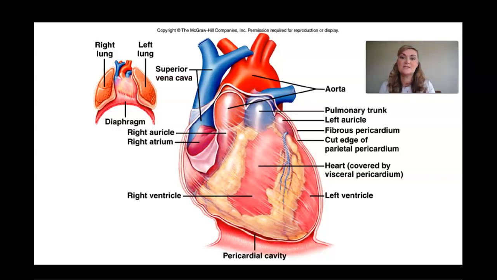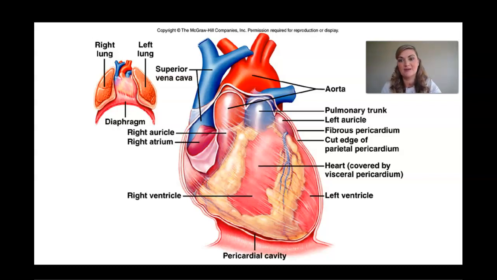Okay, so looking at this, you see the aorta coming up and out of the heart. You see the pulmonary trunk, which is coming up and out. You see the superior vena cava, which is going into the right atrium. You see the right auricle, which is the section right there below. You see the right atrium, where blood comes in from around the body or the upper portions of the body. The right ventricle is below that. The pericardial cavity shows kind of an opening towards the bottom.